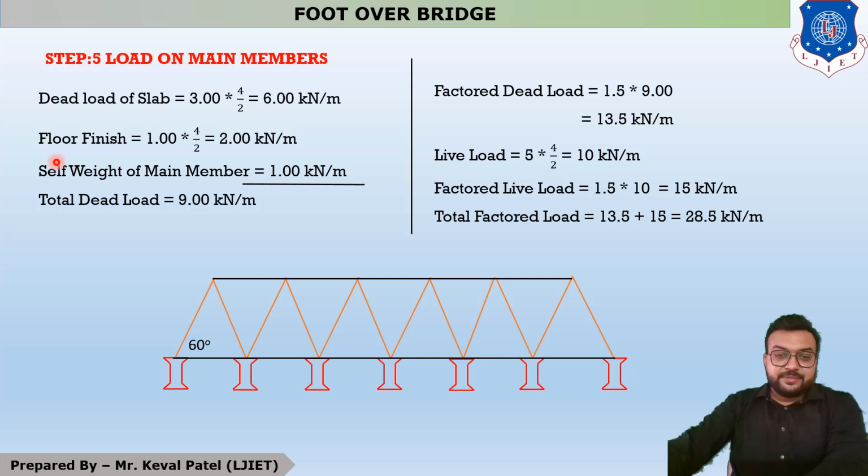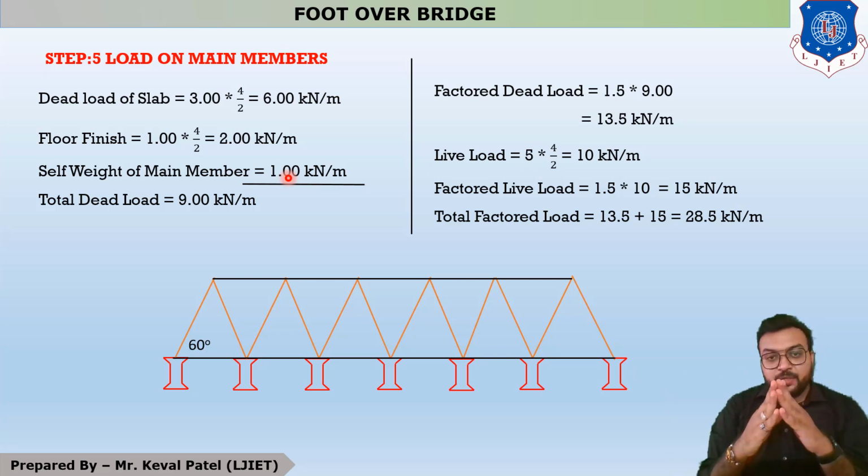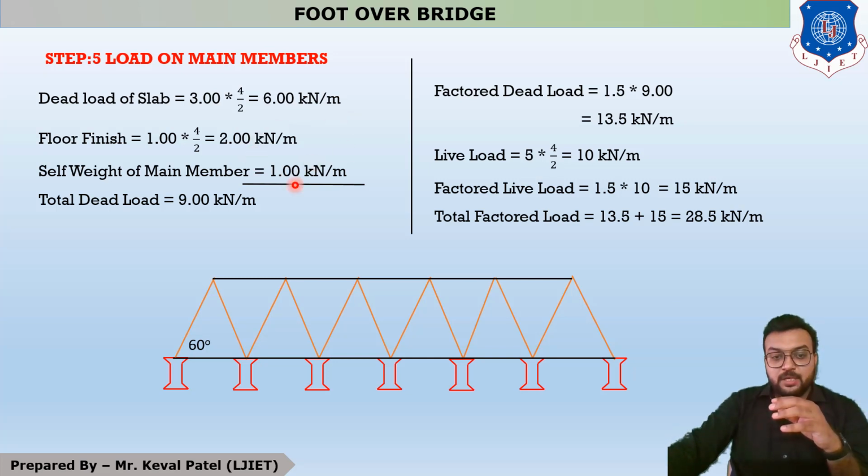Generally the self weight of a main member is 1 kilonewton per meter, but from a practical point of view, it is 0.5 to 1 kilonewton per meter for one member. But in your design there are three members, so from a practical point of view, this value is taken in the range of 2 to 3 kilonewton per meter. But 1 kilonewton per meter is okay if we are not considering the practical point of view. So you can see that your total dead load is 9, that is 6 plus 2 plus 1.